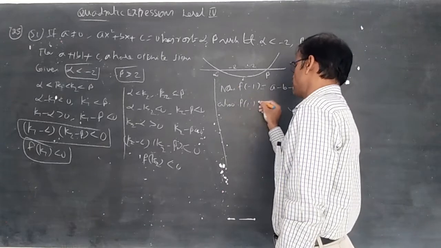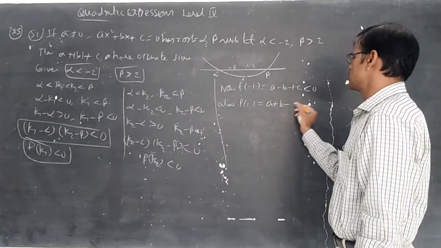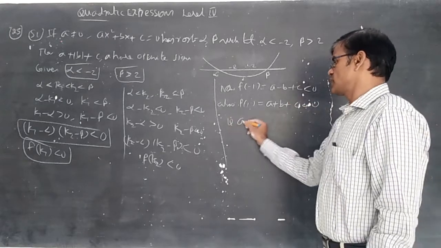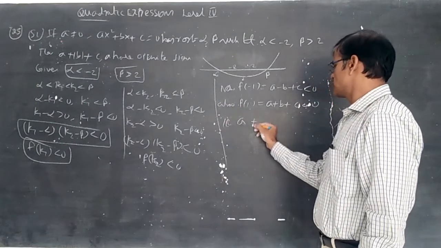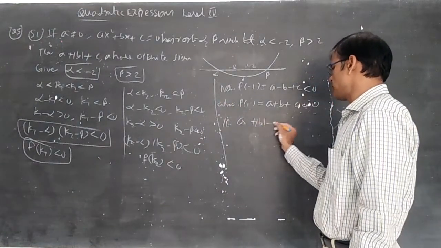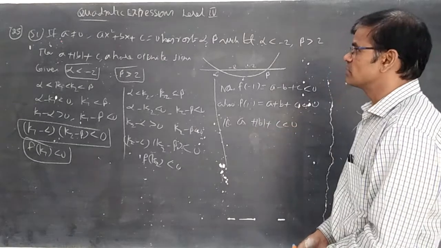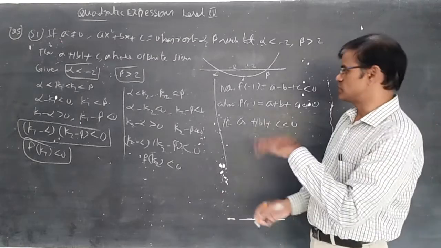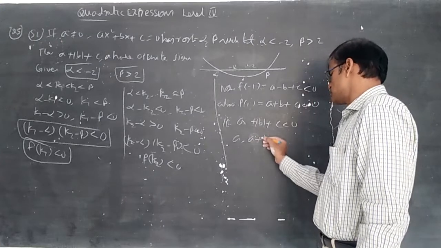Also you take f of 1. F of 1 becomes A plus B plus C, which is also less than 0. That is, you can understand here f of 1 = A plus mod B plus C less than 0. Whenever A and A plus B plus C are less than 0, then only A plus B plus C and A have opposite sign. Therefore, A comma A plus B plus C.